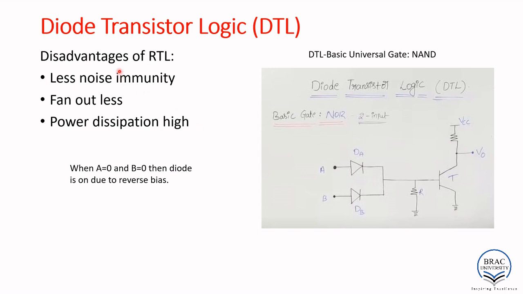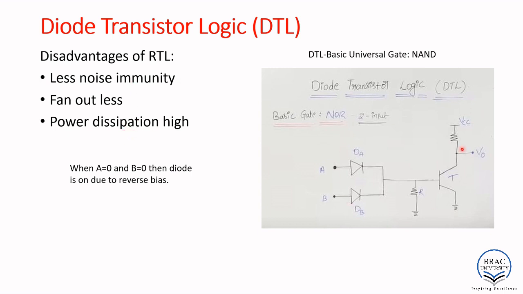So in the previous slide we discussed RTL. It has a couple of disadvantages: RTL has less noise immunity, the fan out is less, and power dissipation is very high for RTL. So to overcome all of these effects, we use the DTL. So in DTL, we can overcome all of them.